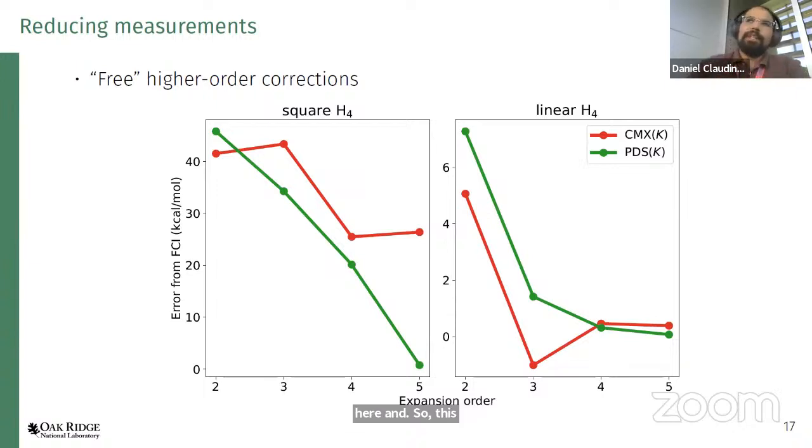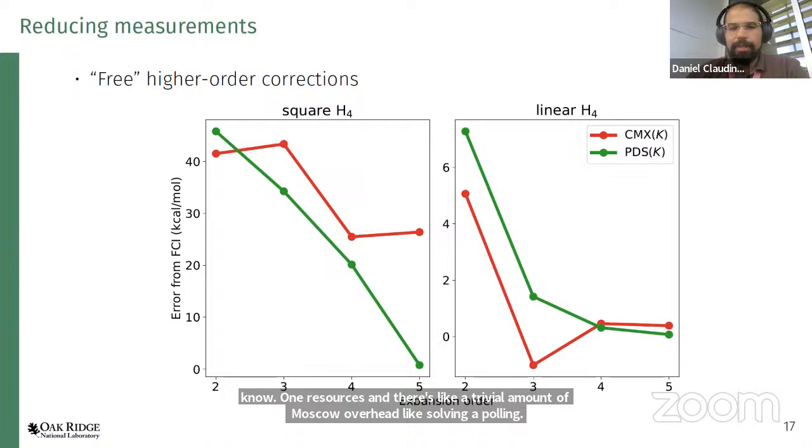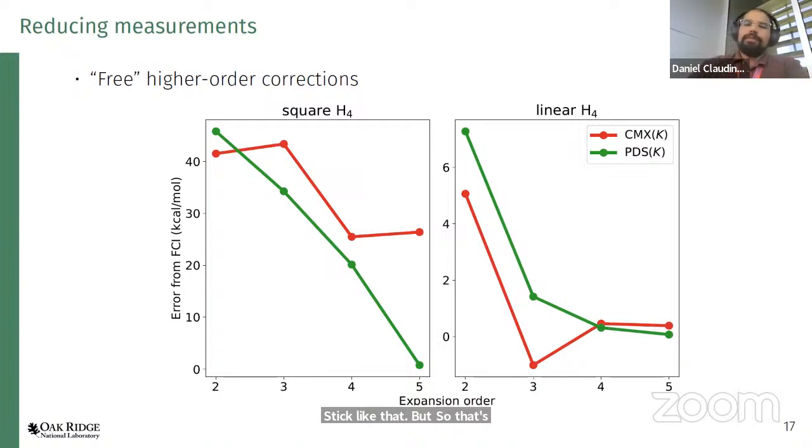So this warrants what I call free higher order corrections, which means everything past third order does not require any more quantum resources, and there's a trivial amount of classical overhead, like solving a polynomial, stuff like that. So that's one positive aspect, which means once you exhaust the number of Pauli strings, then you can still improve upon your answers, even though you're not paying that price.